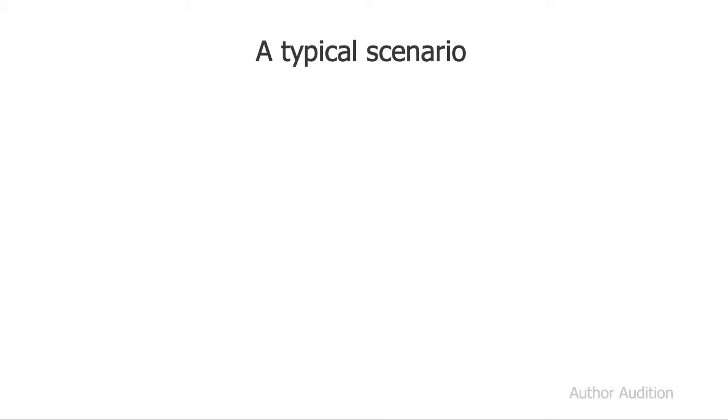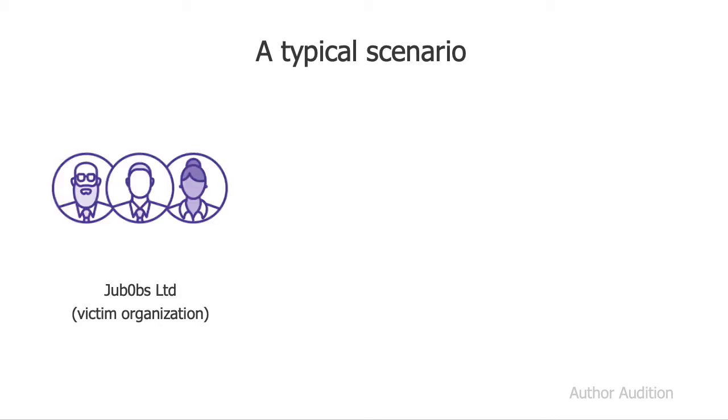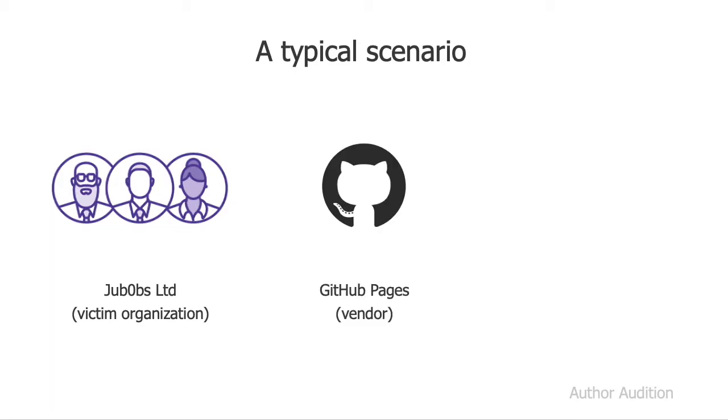Let's go over a typical scenario. Jubobs Limited is a fictional company who owns domain name jubobs.com. They're organizing some event this year, and to showcase it, they want to set up a short-lived website on one of their subdomains. GitHub Pages is a popular static site hosting solution. It allows custom domains and automatically provisions TLS certificates for them. This is the service that Jubobs Limited has chosen to host their event website.